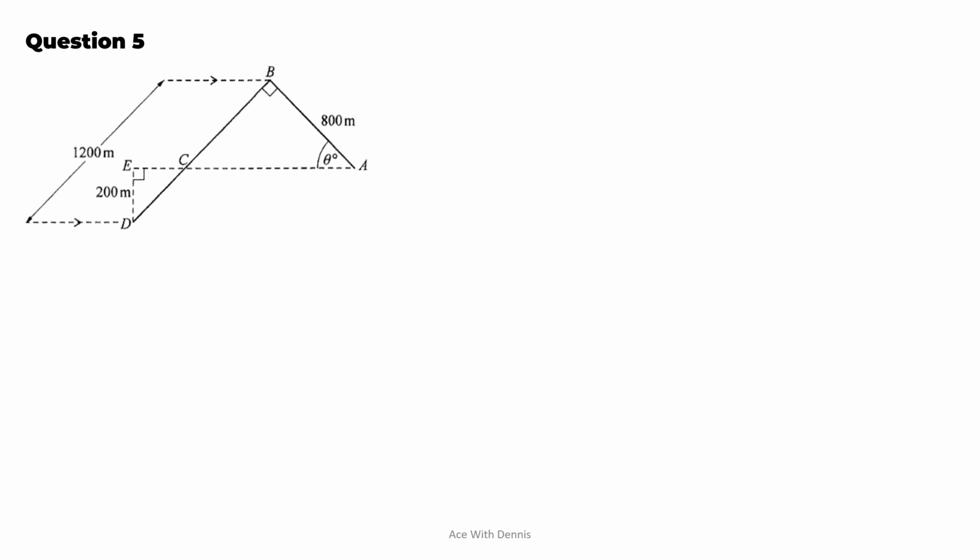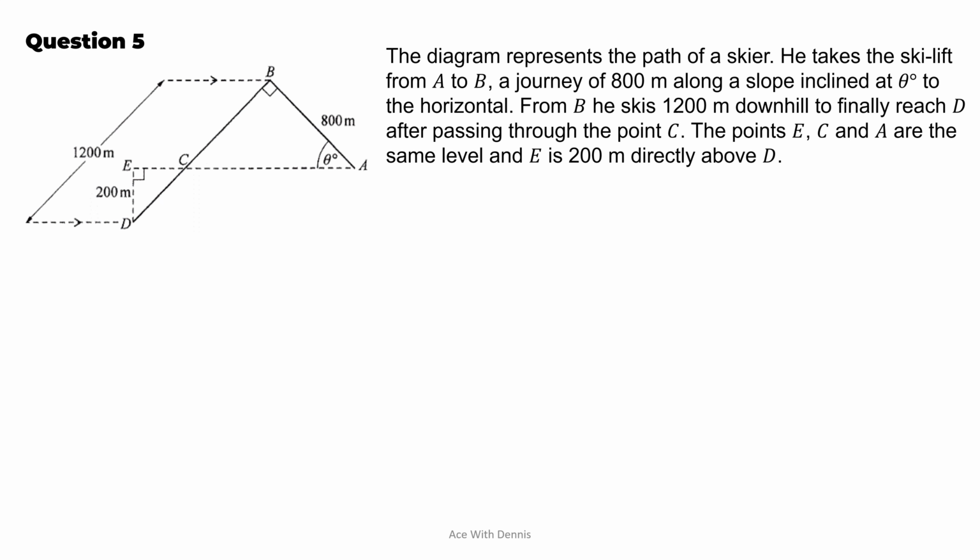Question 5. Given this diagram, the diagram represents the path of a skier. He takes the ski lift from A to B, a journey of 800 meters along a slope inclined at theta degrees to the horizontal. From B, he skis 1,200 meters downhill to finally reach point D after passing through the point C. The points E, C, and A are at the same level, and E is 200 meters directly above D.